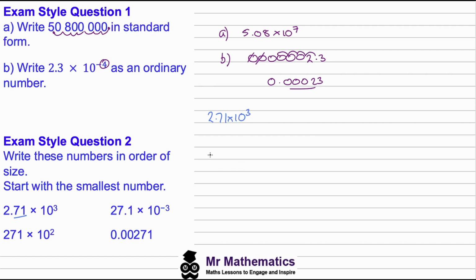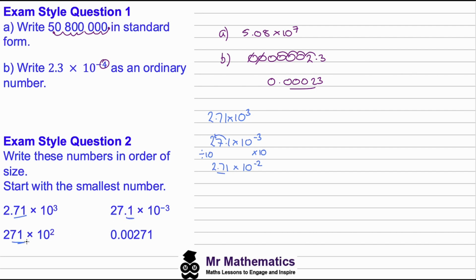For this one, if we've got 27.1 times 10 to the -3, we need to move this decimal place 1 to the left, which means we're dividing it by 10. But we need to keep this balanced, so we'll multiply the 10 to the -3 by 10. So we get 2.71, and when you multiply this by 10, we can add 1 to this power, so we'll have 10 to the power of -2. So this is this one here.